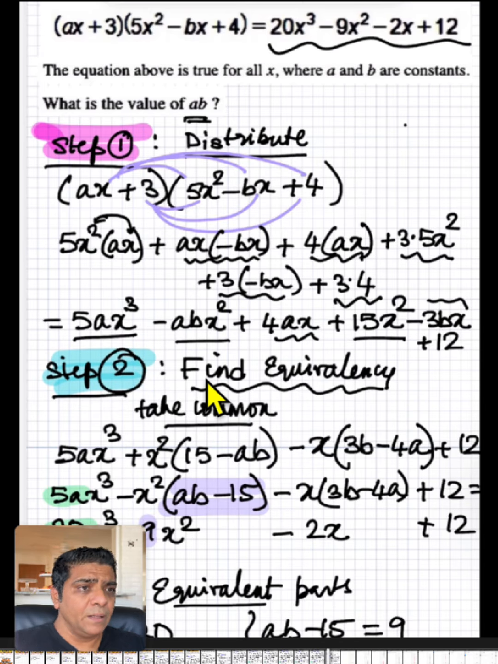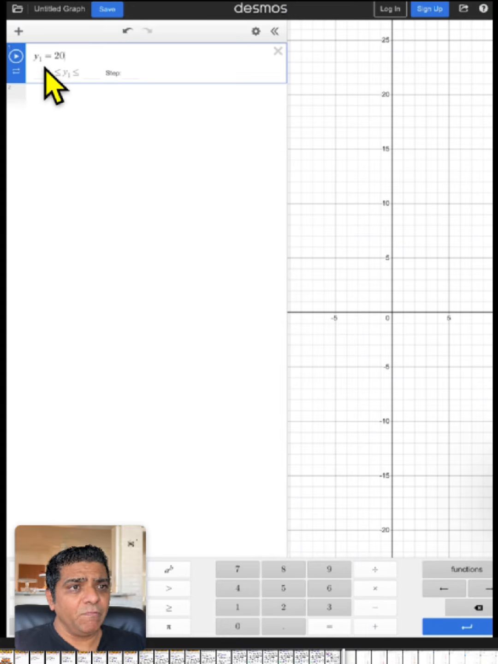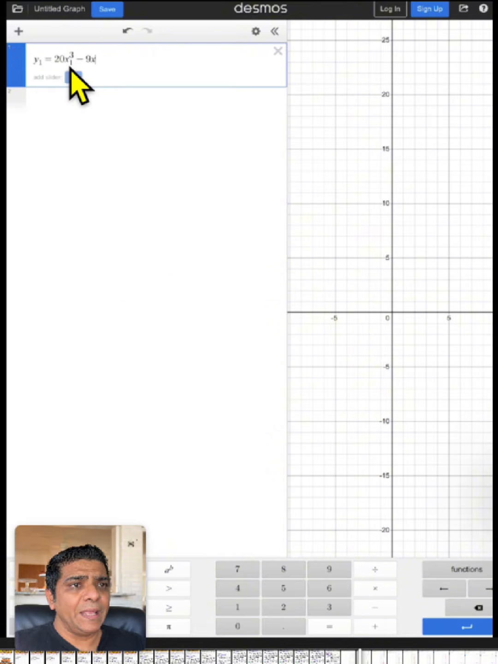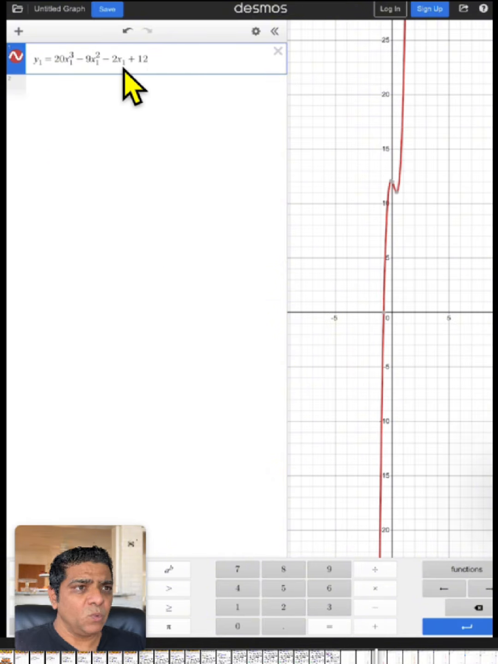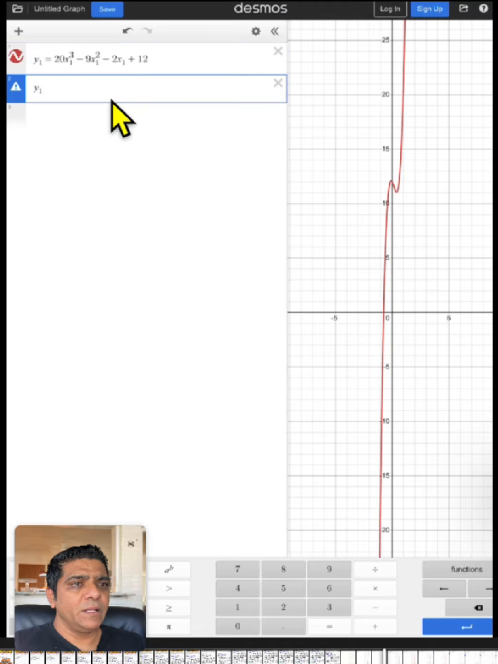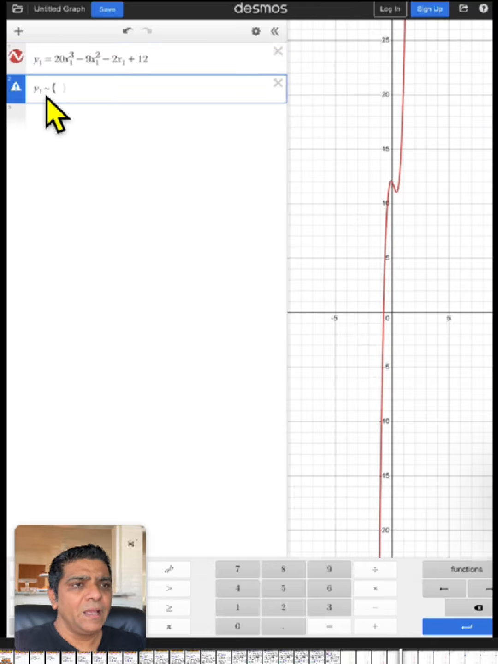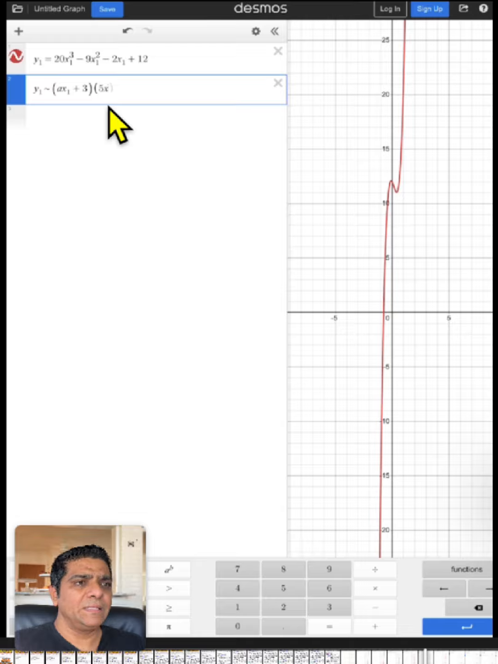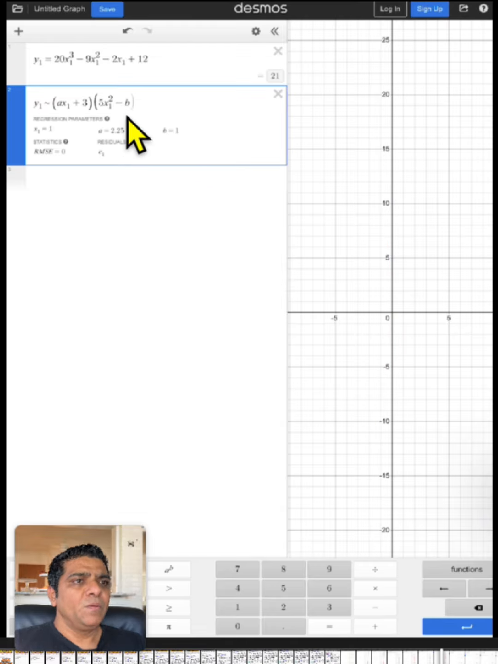And let's take a look at the Desmos solution in just a minute. So I'm going to write y1 equals 20, the whole equation, except I'm writing it with x1s. So you write x1 again, minus 9x squared minus 2x1 plus 12. So that's the first one. And for the second one, the one that was on the right-hand side, let's write it with the tilde, or squiggly sign, and in the parentheses, just as we have it in the problem, ax1 plus 3. In the second parentheses, we have 5x1 squared minus b.